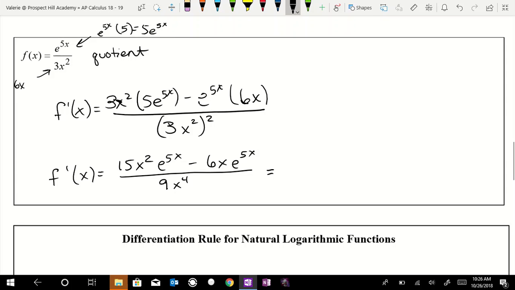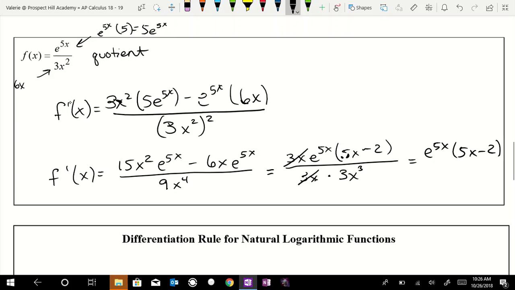And from that, we can factor out a 3x e to the 5x from both terms of the numerator, which will give me 5x minus 2 over, and then 9x to the 4th, sorry, can be rewritten as 3x times 3x cubed. The 3x's will cancel out, and we'll be left with e to the 5x minus 2 all over 3x cubed.